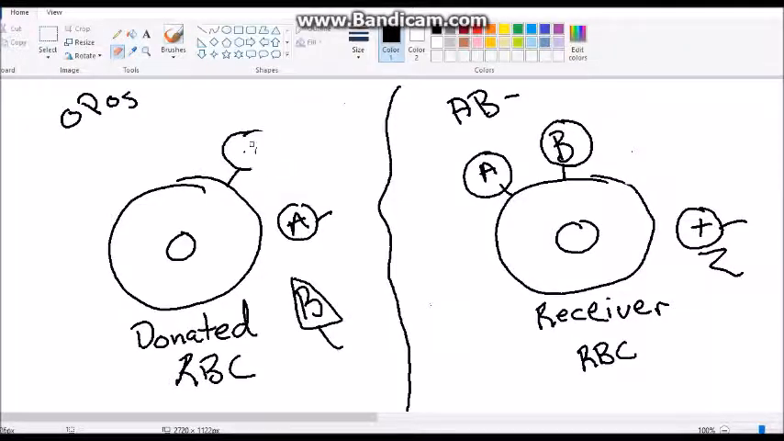So if this were O negative, then there would be that in there, and the red blood cell would have absolutely no antigens on it, so nothing would actually trigger a reaction, and this would be fine. This blood donation would be fine. That's actually why O negative is the universal donor.